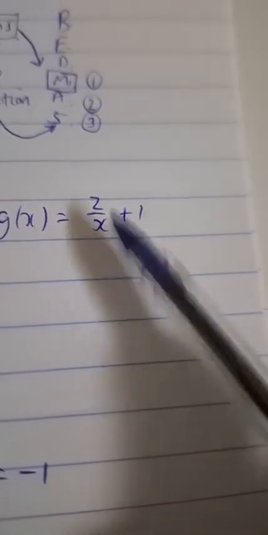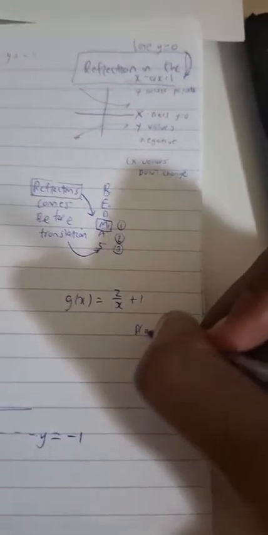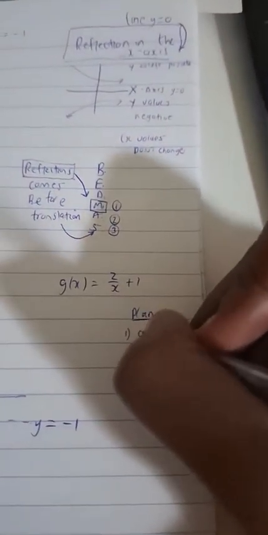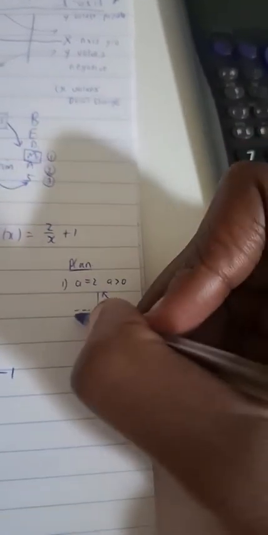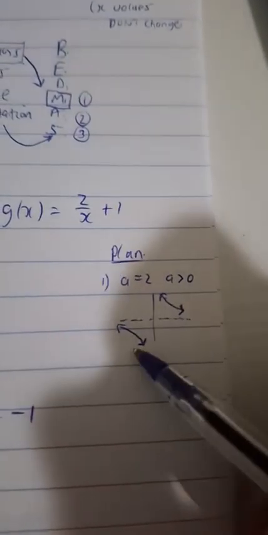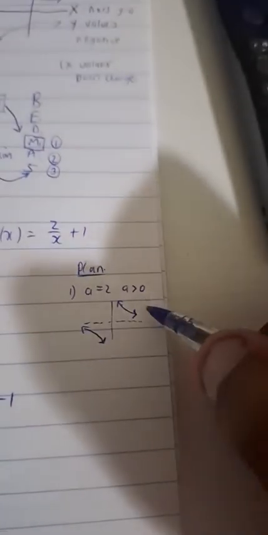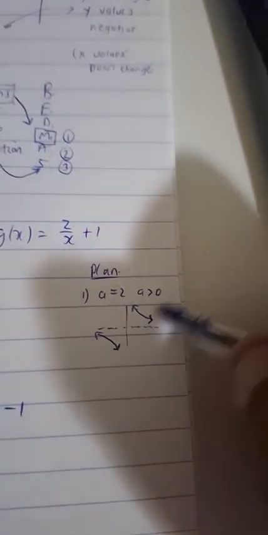So let's look at a function like this, 2 over x plus 1. How would we sketch this function? Once again, we plan first and foremost. The numerator value, which is a, is equal to 2, which means a is greater than 0. For a hyperbola in grade 10, whenever a is positive, the hyperbola function has two arms. One will be found in the first quadrant, and the other in the third quadrant. So these are the odd number quadrants when a is positive.